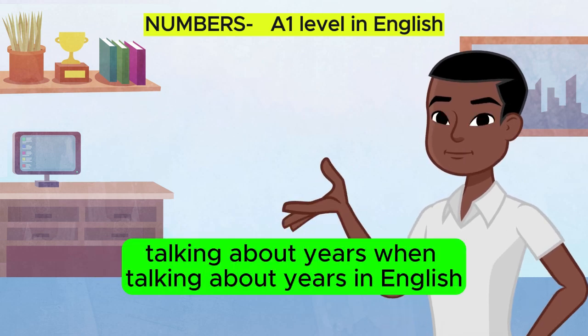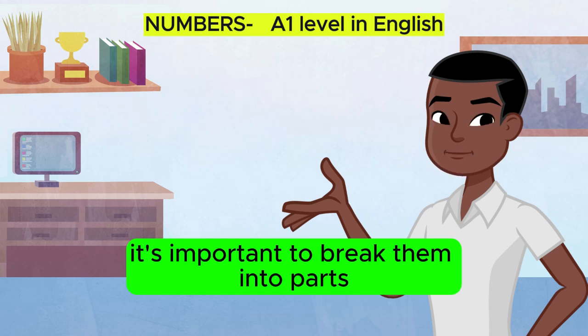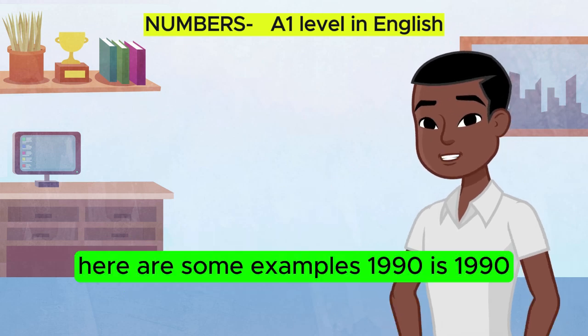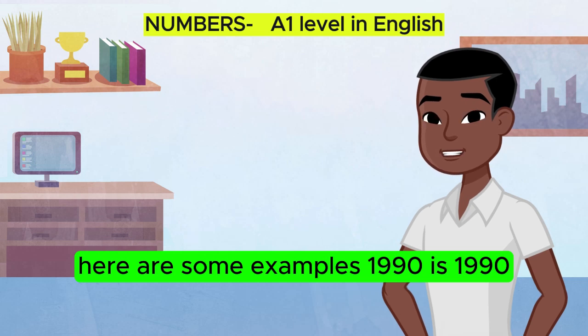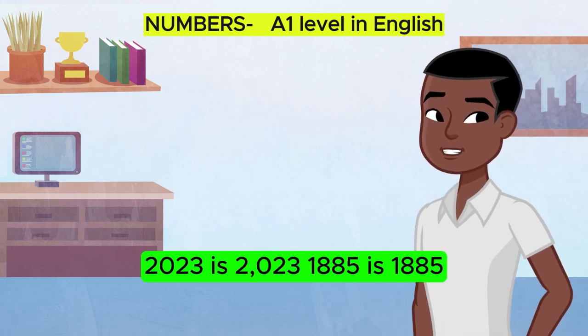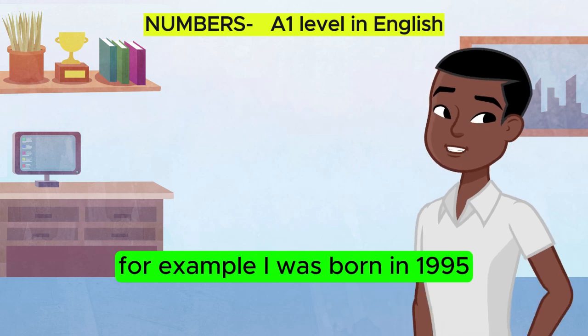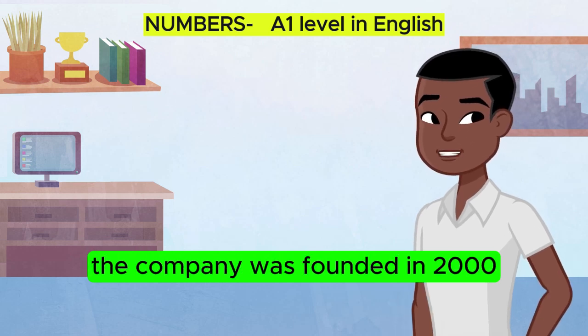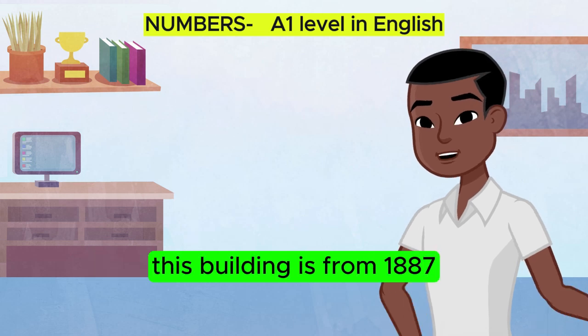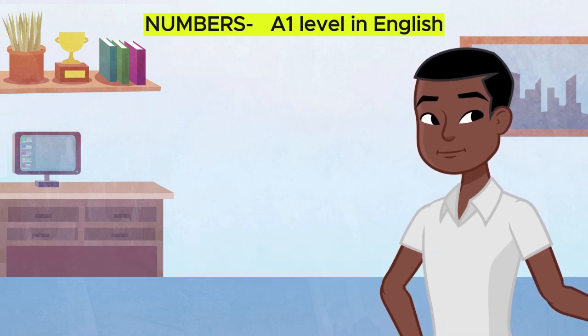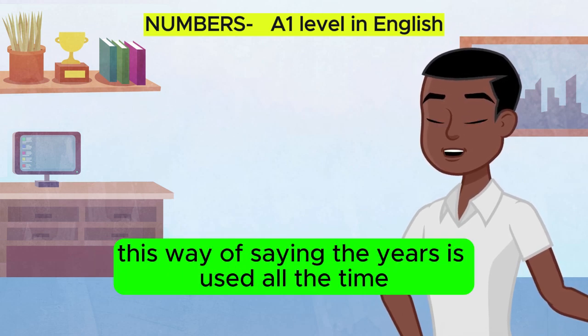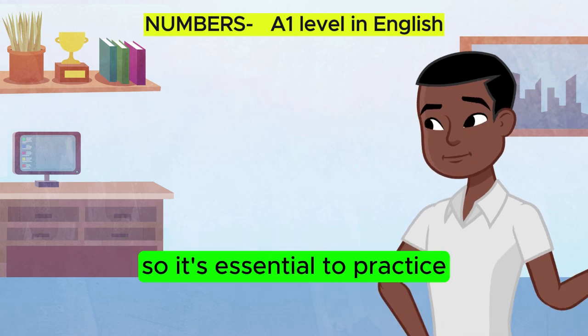Talking about years. When talking about years in English, it's important to break them into parts. Here are some examples. 1990, 2023, 1885. For example, I was born in 1995. The company was founded in 2000. This building is from 1887. This way of saying the years is used all the time, so it's essential to practice.